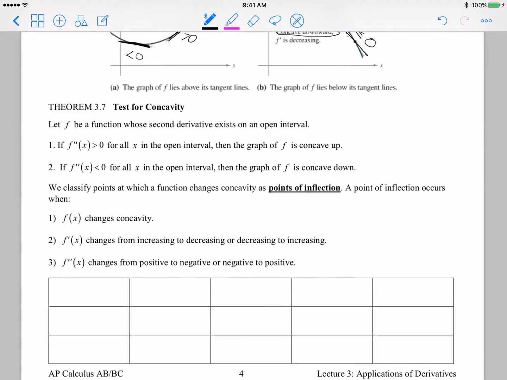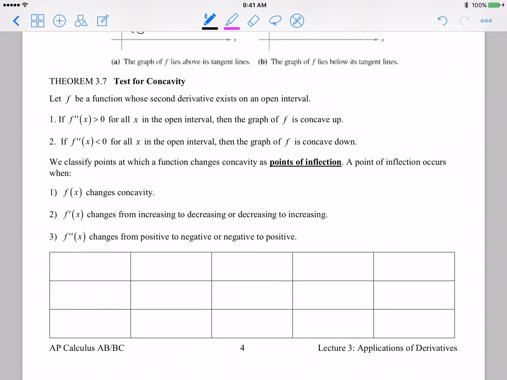Okay, so the test for concavity, we're going to use the second derivative, and we're going to determine where it's positive or negative. So if f double prime is greater than 0, which also means positive, that means that the graph of f is concave up. If f double prime is less than 0, which also means negative, then the graph of f is concave down.